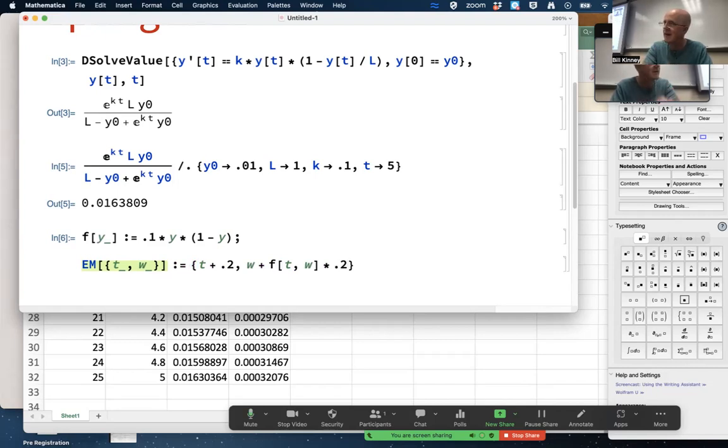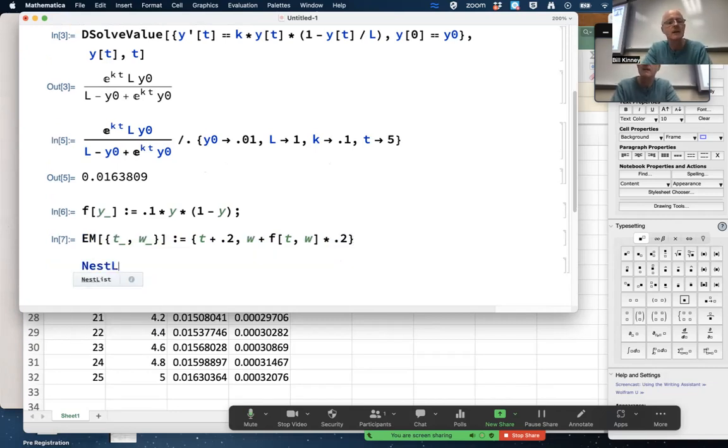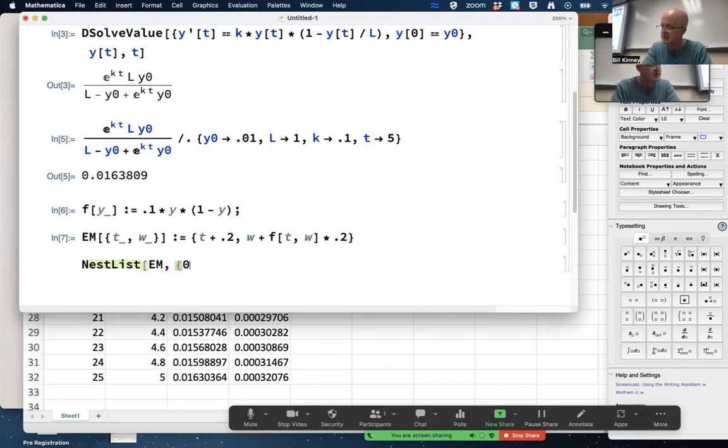This is Euler's method right there. No subscripts, but that's the idea. Enter that, and I'm calling it EM because it stands for Euler's method. And then use NestList to iterate that function EM. Initial condition 0, 0.01. You have 5 years into the future with 0.2 for h. I need 25 steps.